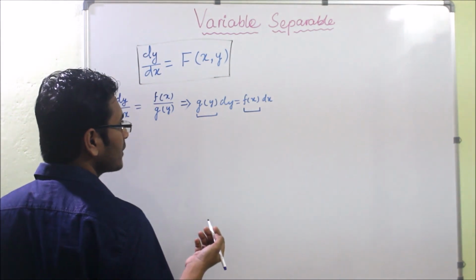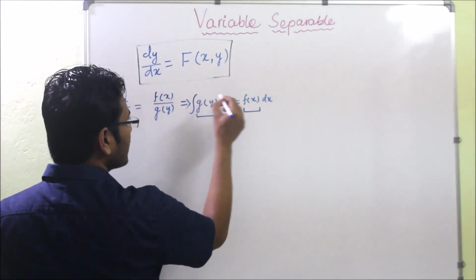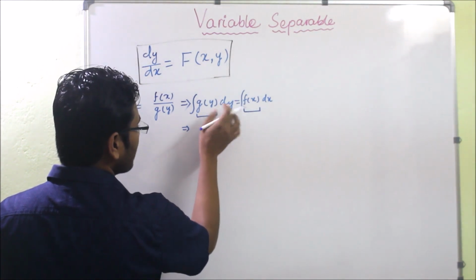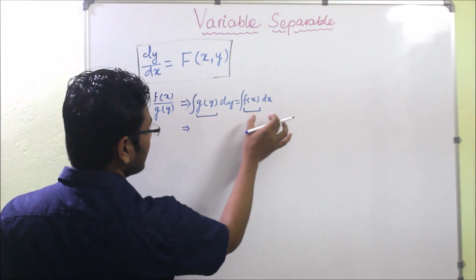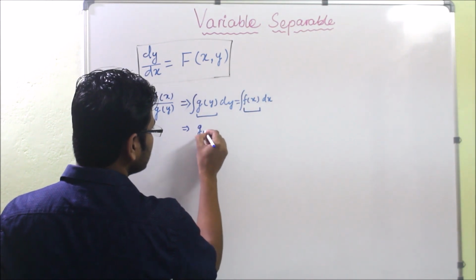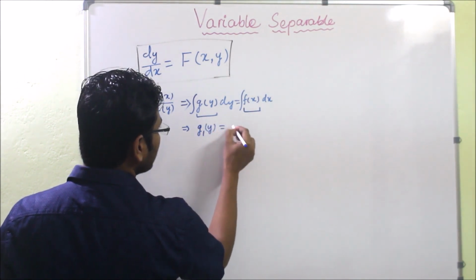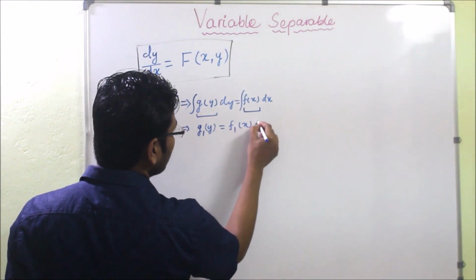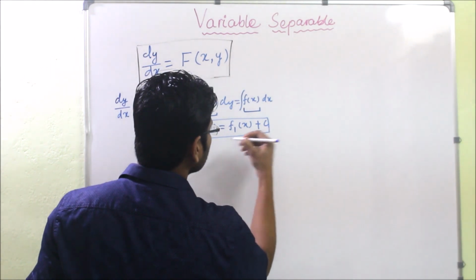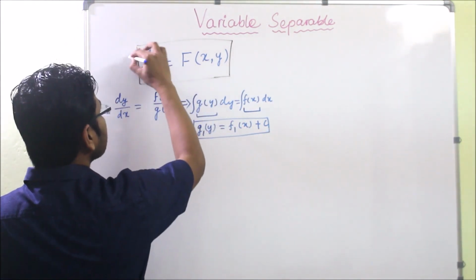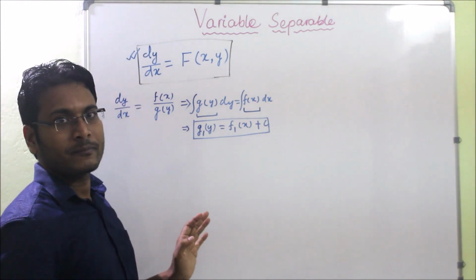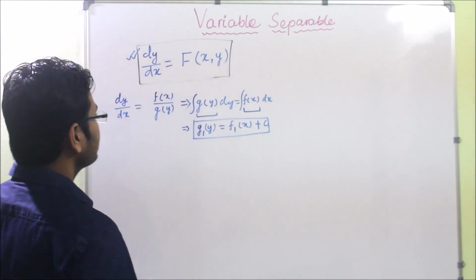So what to do after that? After that we have to integrate both the sides. If we integrate, we will get a function of y here and a function of x there. So we can write some g1 of y equal to f1 of x plus some constant term. From this we get the solution. So this equation will satisfy this differential equation. Now through one example we will see how to apply this method.